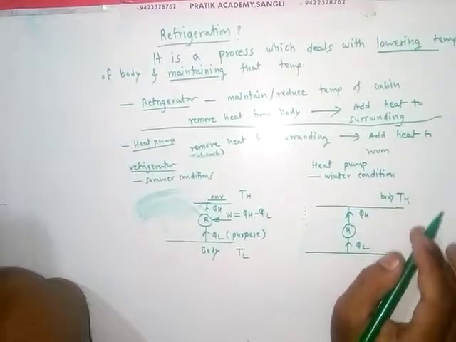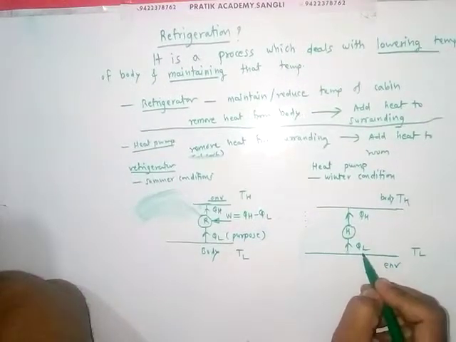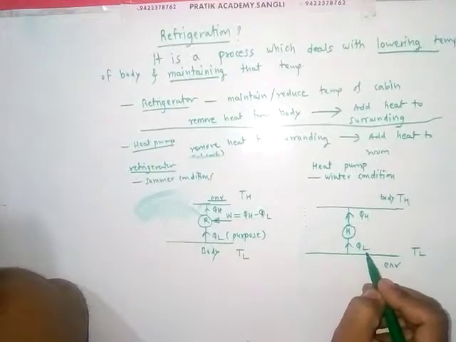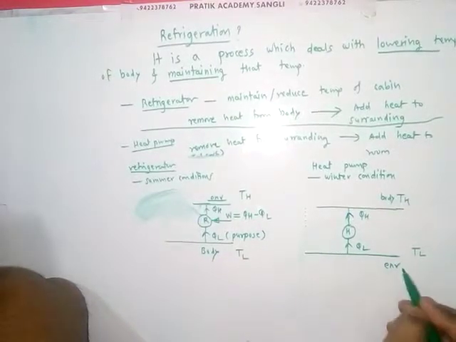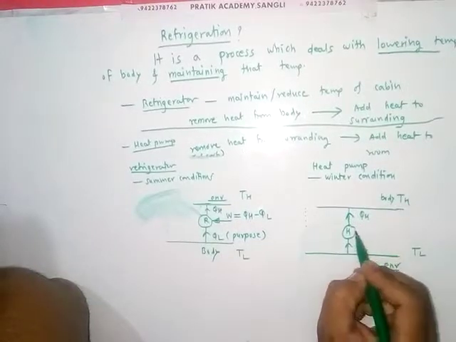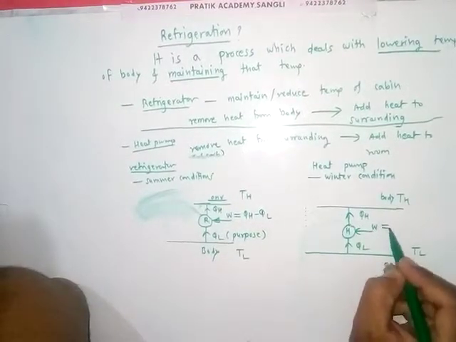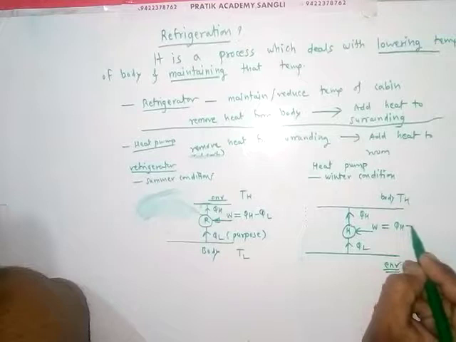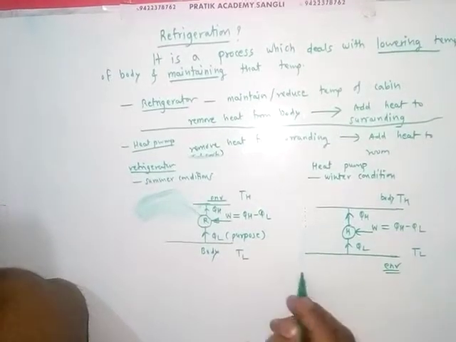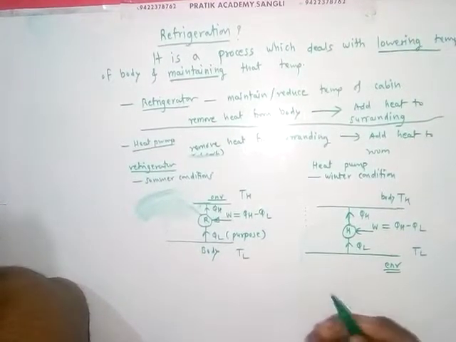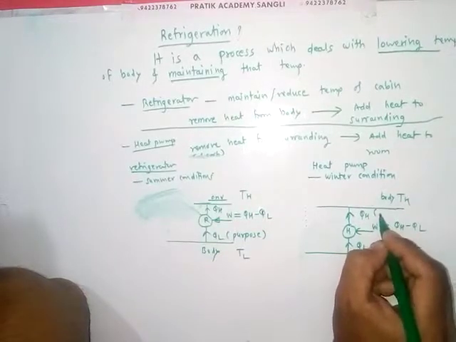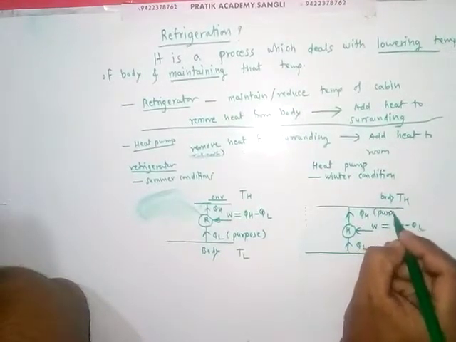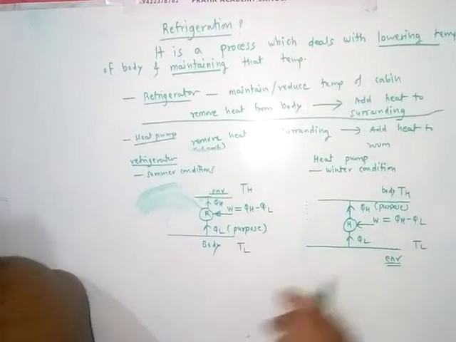So here TL remains constant, but here TH is attaining a higher value. And again here we have to transfer heat from the lower temperature environment to the high temperature body. Again we require work. The required work is QH minus QL. This is the heat pump. Again here, what is the desired purpose? The desired purpose is to add heat. So this is the purpose.